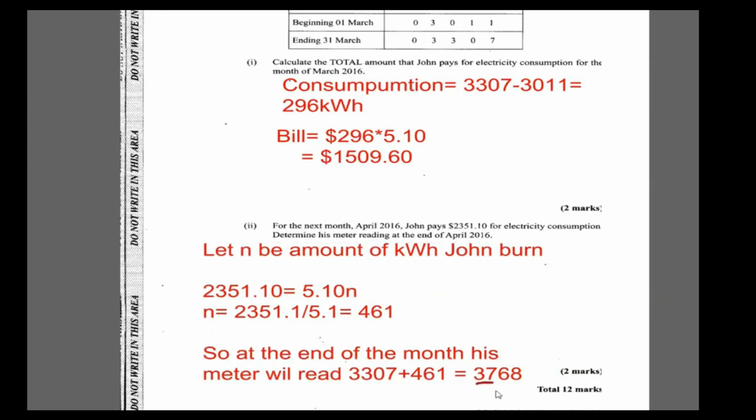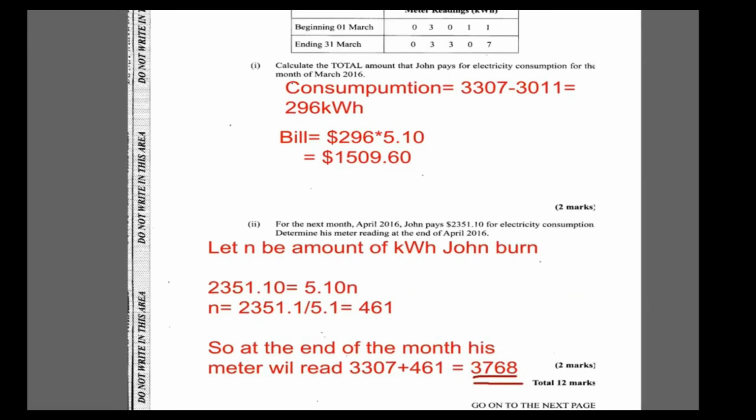This takes care of question 1. So question 1 was very entertaining. Nice and easy. So we get some realistic questions on this topic, nice and easy on consumer arithmetic. Now question 2 is generally factorization.